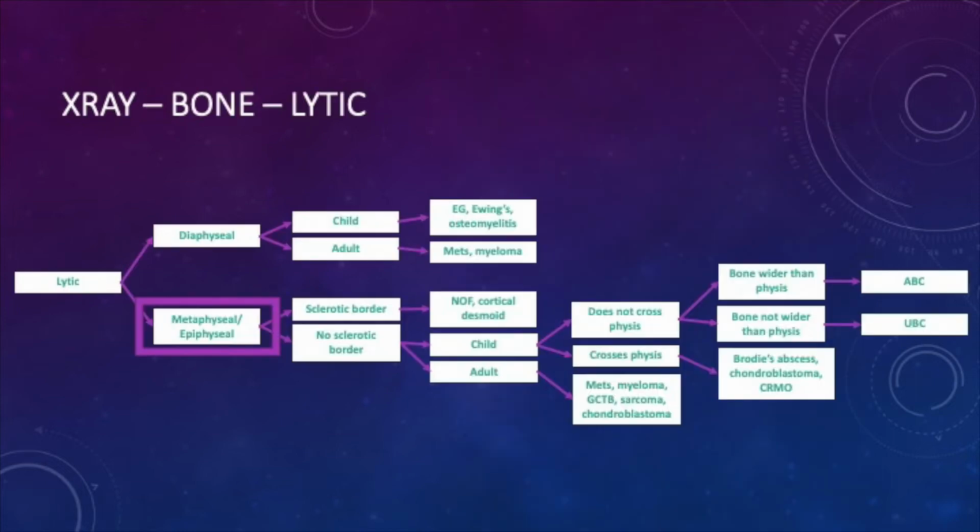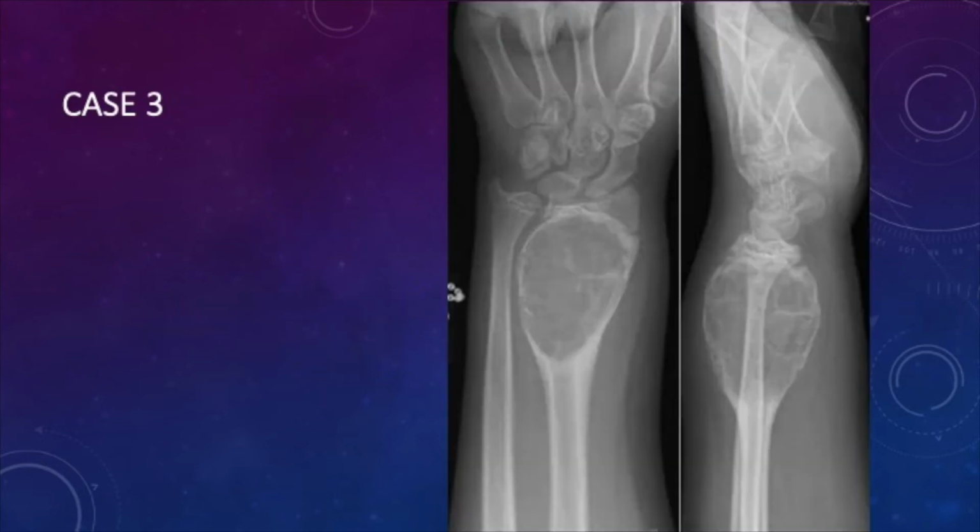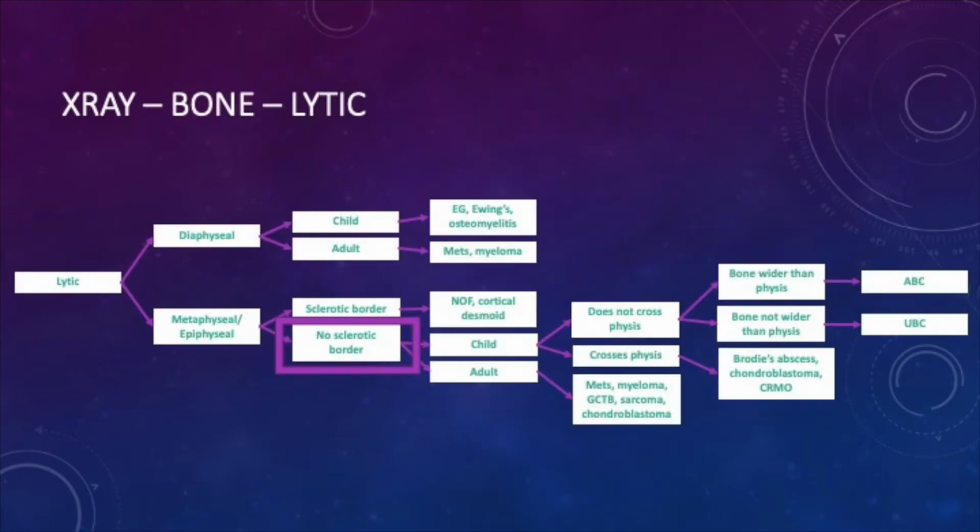So the next question we have to ask is there a sclerotic border on this or no sclerotic border? As we go back, we do see the expanded cortex, but don't confuse that for a sclerotic border, because as we look at the medullary component, there isn't really a sclerotic border down there as we approach the metadiaphyseal region of this bone. So we're going to say that there's no sclerotic border to this.